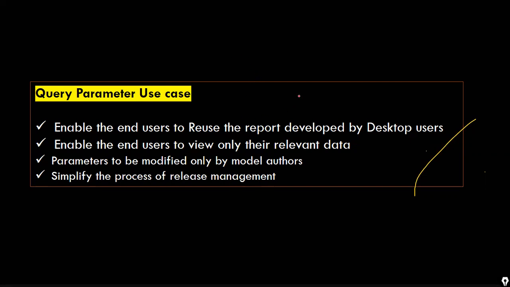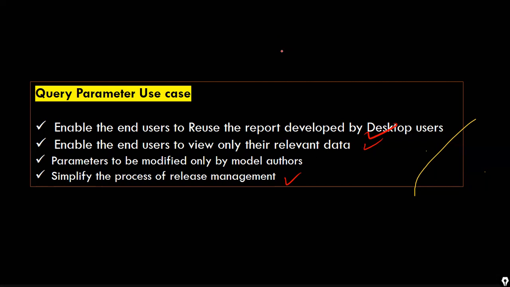For example, when you reuse the report developed by desktop users, this is okay. You developed a report and you can share it with someone, they can reuse it. But wherein you used all the parameters, just by typing the values for those parameters, they can use it. They don't have to live with the static data. That's where it is helpful in the case of release management also. They can change the file name and folder name with the query parameter, and also enable the end users to view only the relevant data. This is very much important.